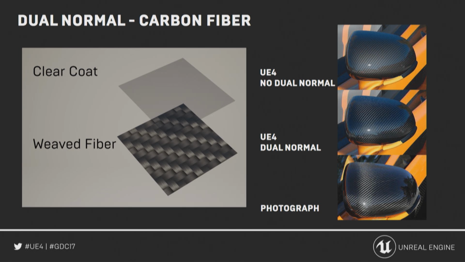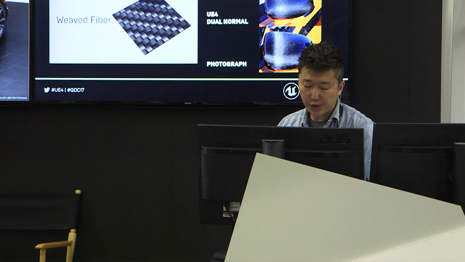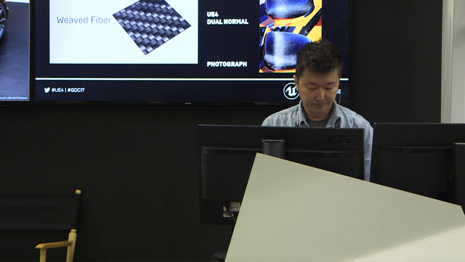But before we had these features, the image on the top right doesn't show any cross lighting specular hit. After we came up with this dual normal, we can have the same looking cross specular hit on the carbon fiber materials. So to simulate these two layers of the woven carbon fiber and clear coat on top, we made this feature called dual normal with a clear coat.